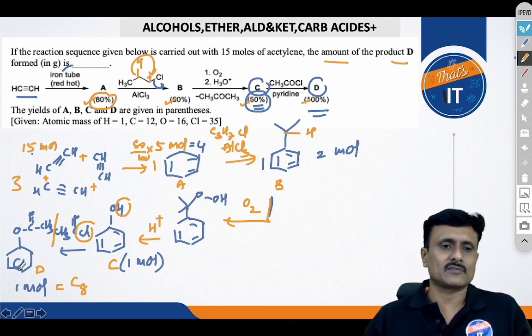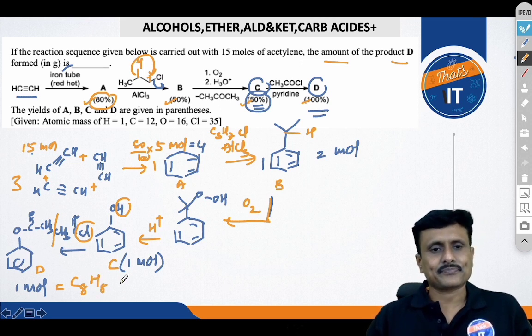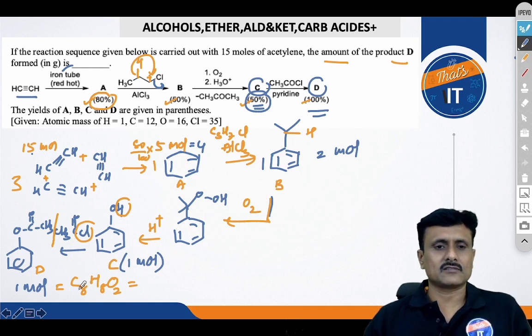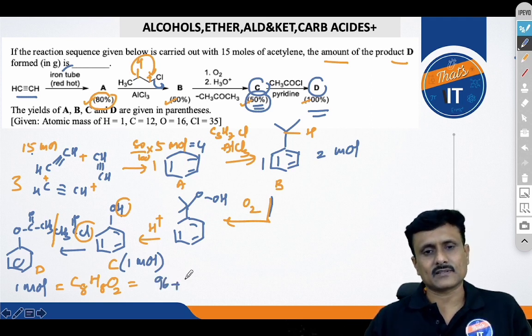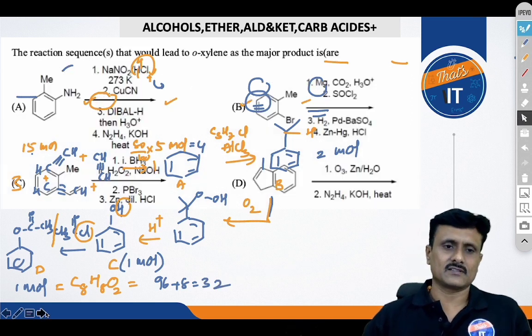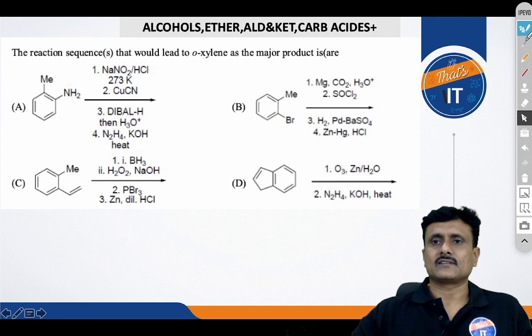Molecular formula you write down: C6 plus 2, C8. Hydrogens are 5 plus 3, 8. Oxygens are 2. Alright, so 12 into 8 is 96, plus 8, plus 32. So this is the answer to this question. Easy question, isn't it? Next, let's see the next question.